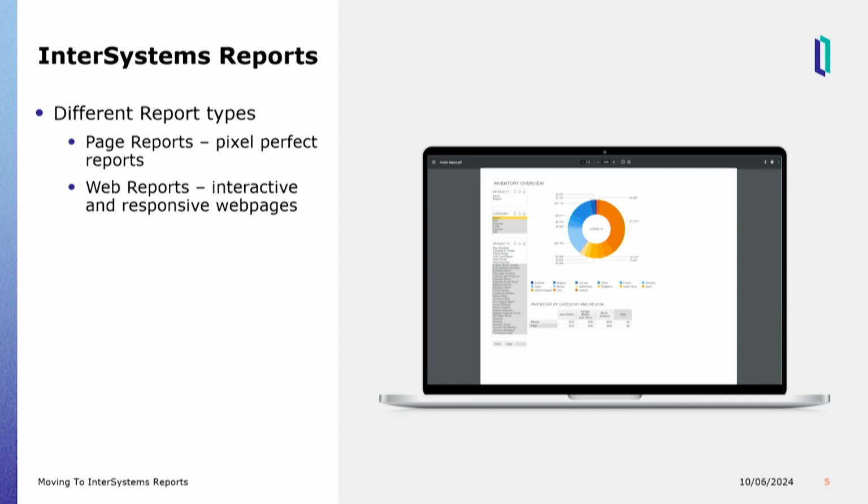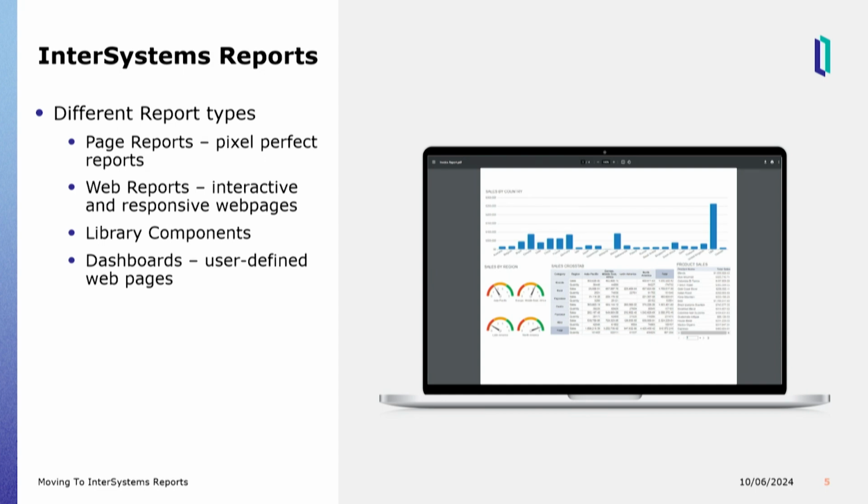Besides page reports and web reports, there's also something which is called a library component. You can imagine a library component as a predefined report element with visualization elements and with the data for this visualization element or elements. And the idea behind that is that you, as a report designer or report developer, build a pool of library components or predefined report elements, and the reporting user then can dynamically build dashboards based on these report elements. So they can build their own dashboards. This is something like a user-defined web page.